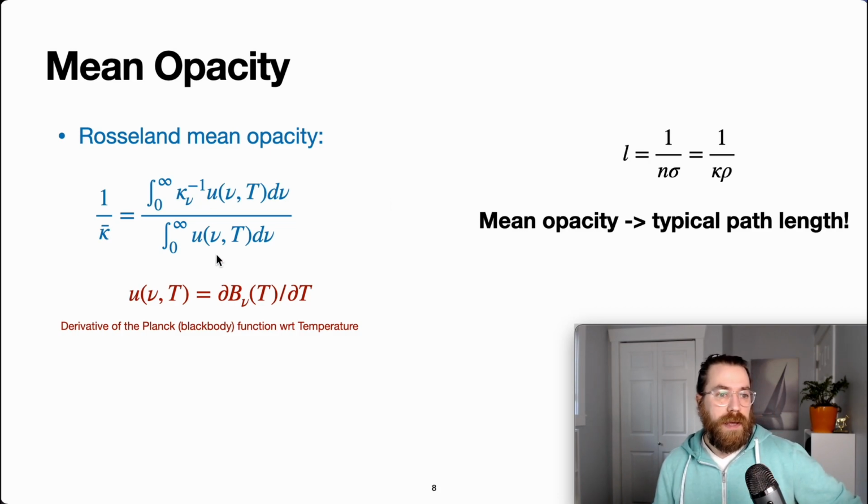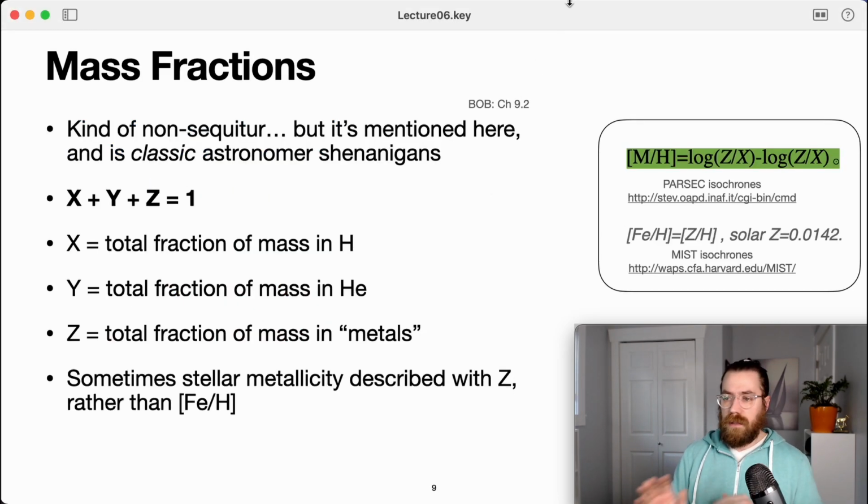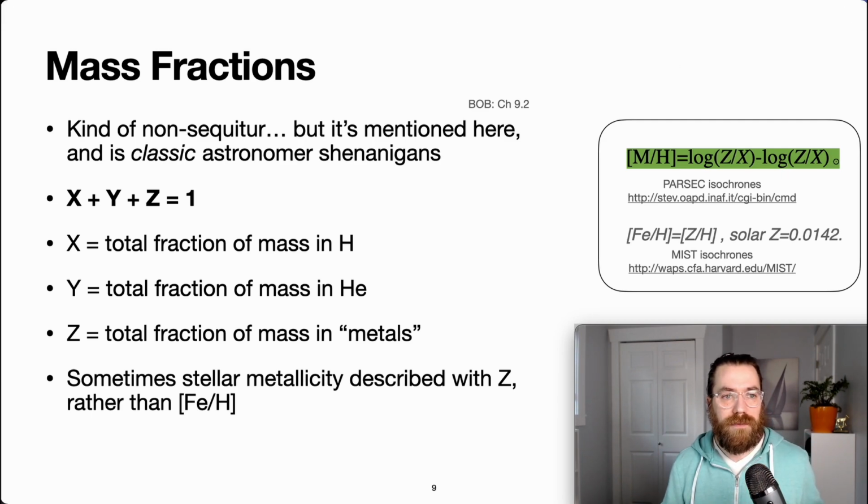Okay, Rosseland mean opacity. I want to spend at least a minute just talking about this kind of non sequitur, in my opinion. It's kind of a non sequitur, but there's this notation called mass fraction. So this is sort of a left turn here.